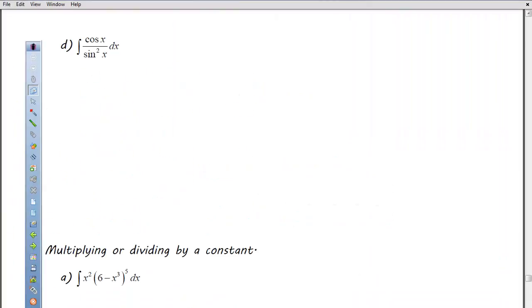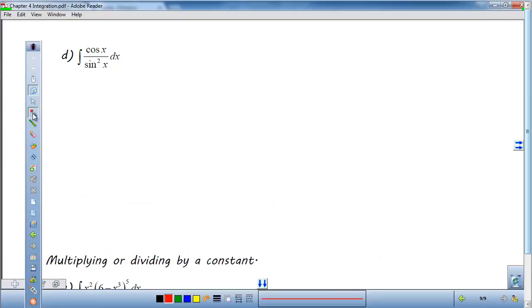All right, here's another one. And if you look at this one, hopefully you're starting to notice a pattern. You might think we could choose u to be cosine x, or we could choose it to be sine x, because they are almost the derivatives of one another. But notice that sine has a power on it. And so if we chose u to be cosine x, the derivative of that is not sine squared, it's just sine. So that wouldn't work.